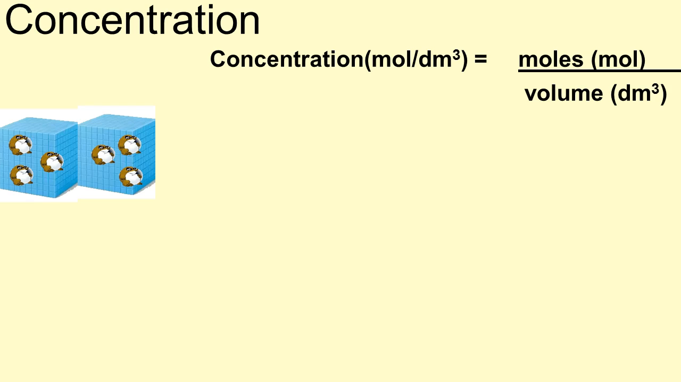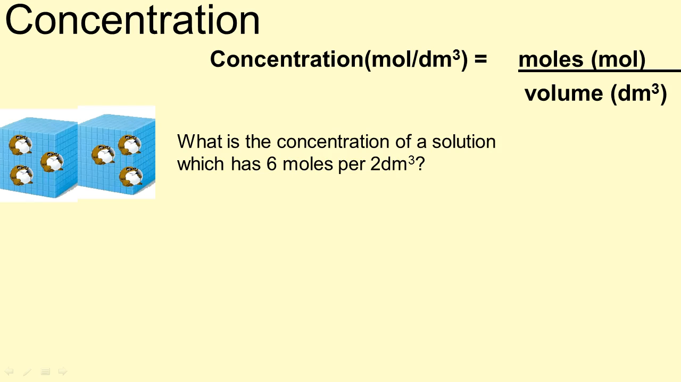So here we have cubes which represent 1 decimeter cubed, 10 centimeters times 10 centimeters times 10 centimeters. So we have 2 blue cubes, so 2 decimeters cubed of liquid, and in total we can see 6 moles. So it has 6 moles per 2 decimeters cubed. A typical question might be, what is the concentration of a solution which has 6 moles per 2 decimeters cubed?